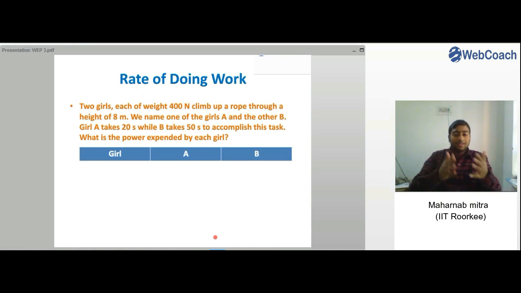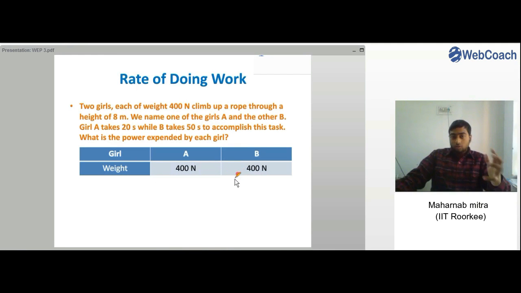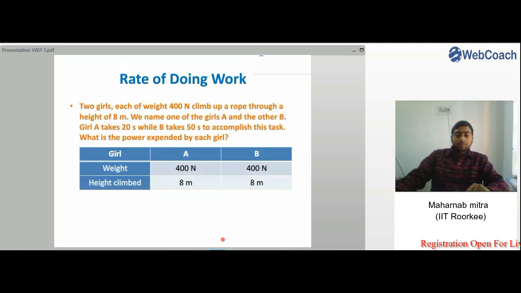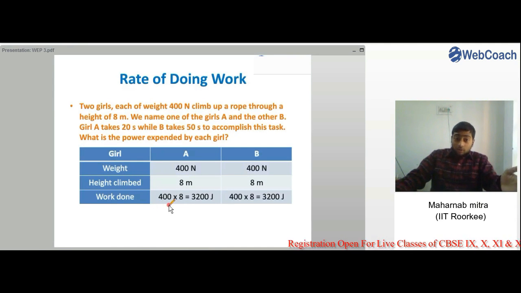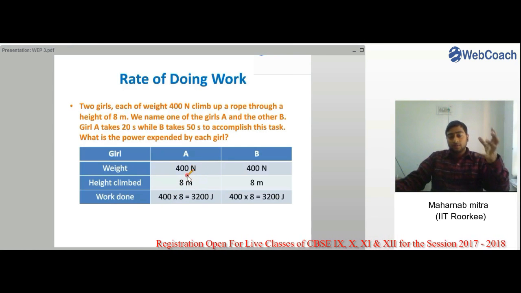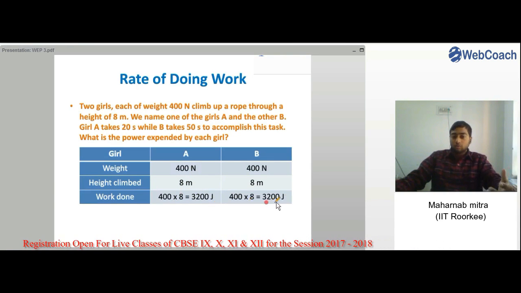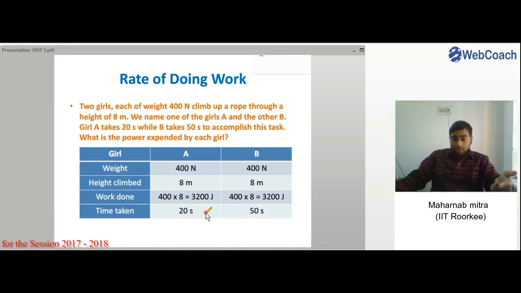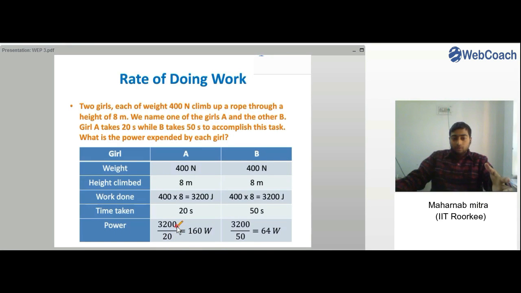We have made a column so that we can do the similar calculations for girl A and girl B at the same time to compare them. So both of their weights are 400 newtons. The height climbed by both of them is the same, 8 meters. Work done must also be the same, right? Force times the displacement, 400 into 8, 3200 joules, which is for both of them, because both of them are doing the same amount of work. Now the time taken only differs. A takes 20 seconds while B takes 50 seconds. So the power consumed will be work done by time taken, in this case 3200 by 20 gives us 160 watts, while 3200 divided by 50 gives us 64 watt.